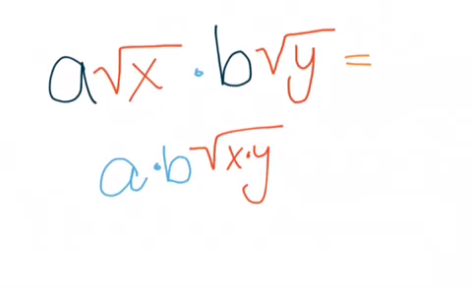Okay, so this is what we're going to do here. We're going to multiply two or three radical expressions, and this is how we're going to do it. So if you have a square root x times b square root y, that equals your a times your b, okay? And then your radicand times your other radicand inside one radical, okay? That's all we're doing here.